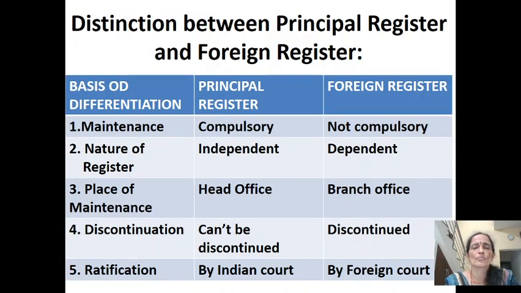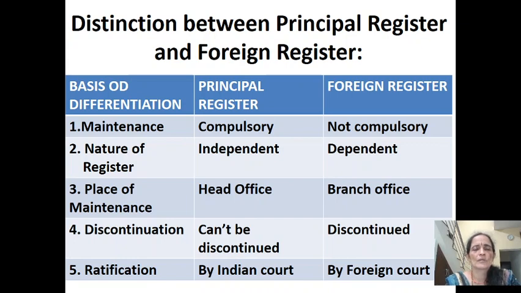Next, what are the differences between principal register and foreign register? So, we can differentiate between these two types of register on the following basis. First one, maintenance. Maintenance of the principal register is compulsory, whereas a foreign register may be maintained or may not be maintained. So, it is not compulsory. Nature of register. Principal register is an independent register and it must be compulsorily kept by each and every company. Whereas foreign register is a dependent register. It is a part of the main register or principal register.